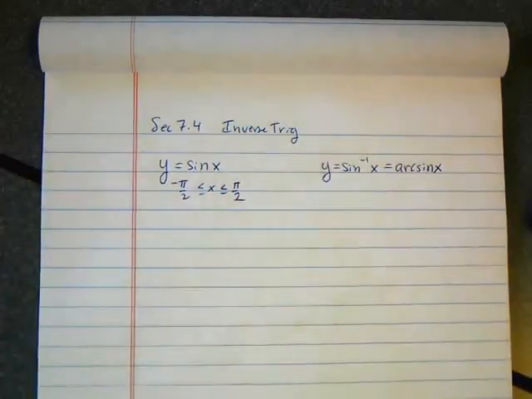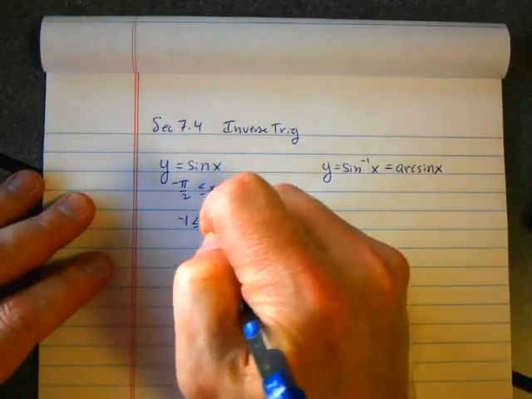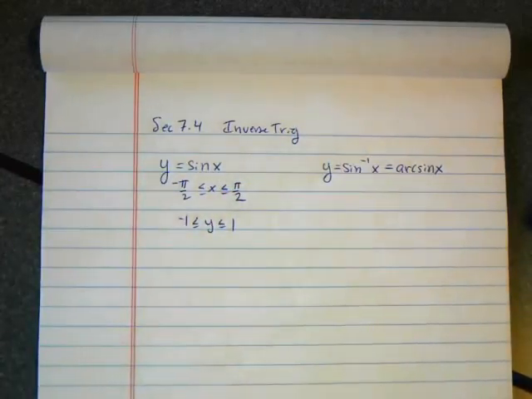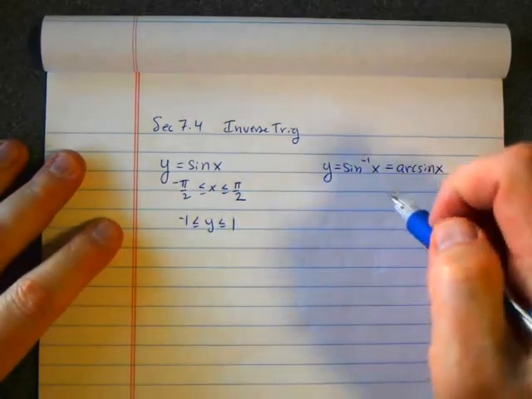And for the sine function, what is its range? Negative 1 to 1. Okay, so if we take the sine function and we limit its domain to be negative pi over 2 to pi over 2, we can then talk about an inverse sine function. For inverse sine, what would its domain be? What kind of numbers can you plug into inverse sine?